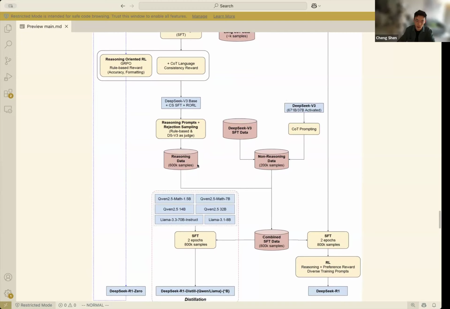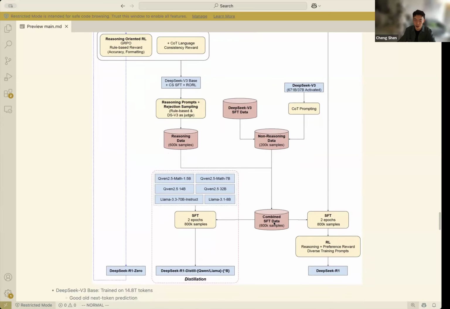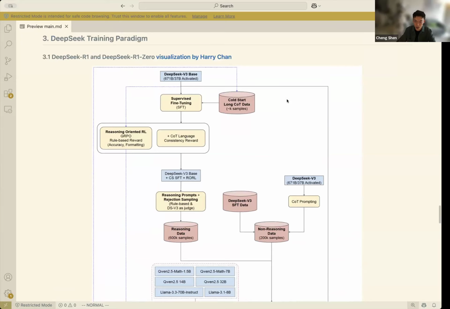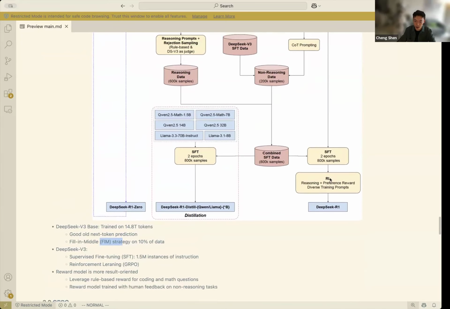In the reasoning data, they focused on coding questions and math problems that can be judged by a rule-based reward model. But there's also non-reasoning data, which is like other large language model tasks, such as rewriting this email or writing a poem for me. They combine them into supervised fine-tuning data and run supervised fine-tuning on the base model again. And in the end, with some final RL, based on both reasoning reward and preference reward, that's how DeepSeek R1 is produced.